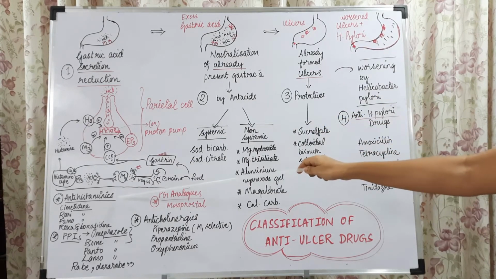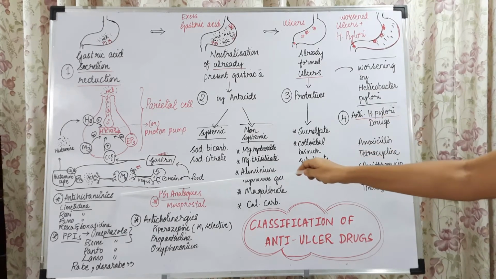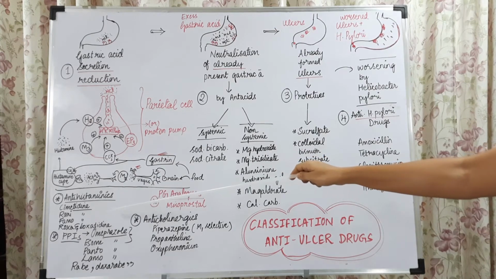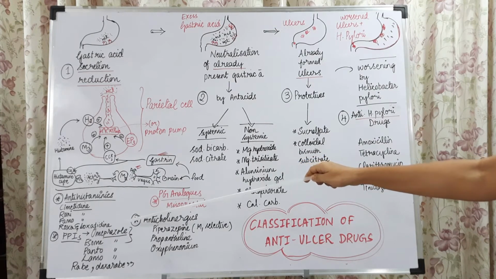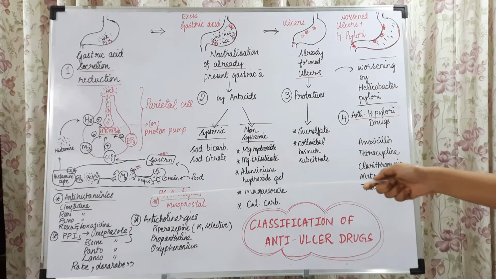There are 4 different subclasses of drugs in the first class. First thing is antihistaminics. Antihistaminics like cimetidine, ranitidine, famotidine, roxatidine and loxatidine. Cimetidine is considered the prototype drug.